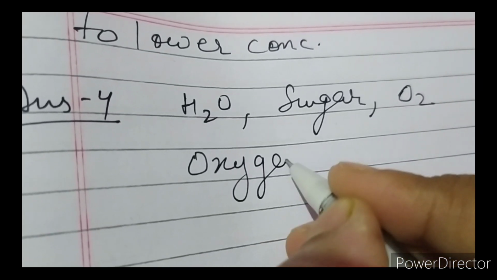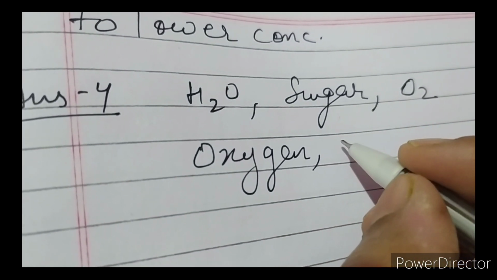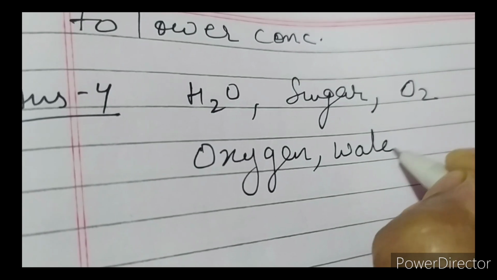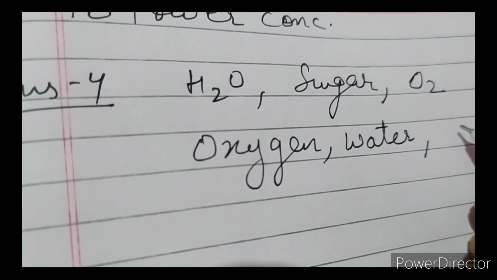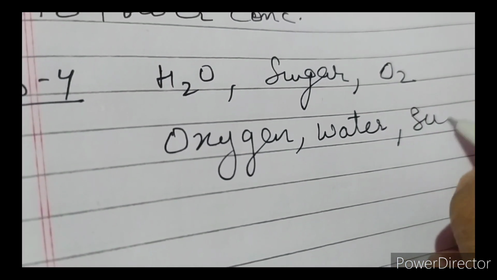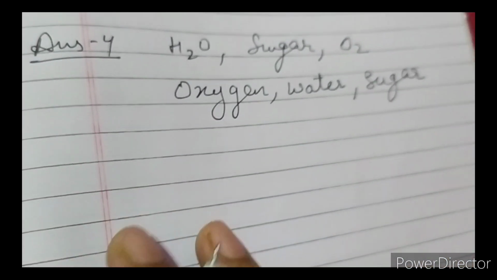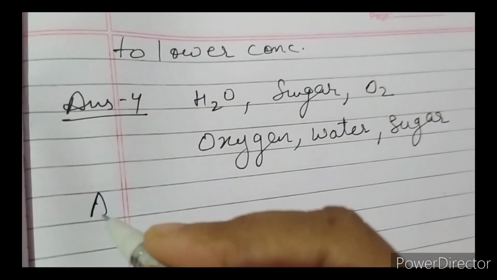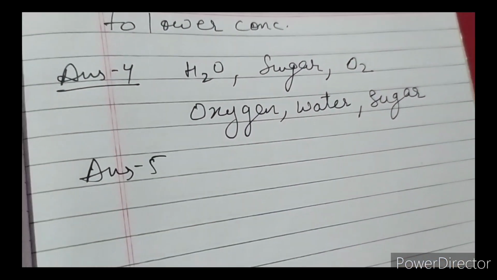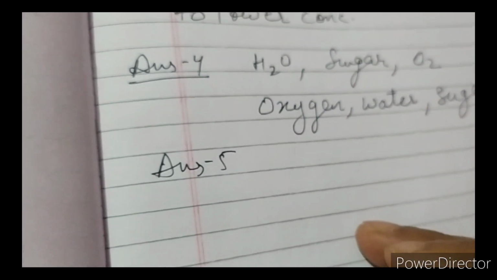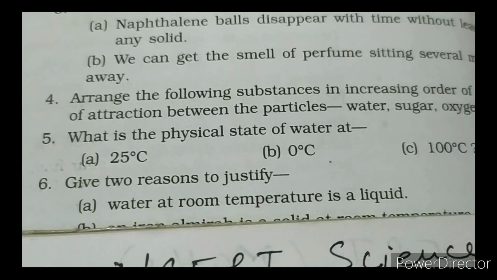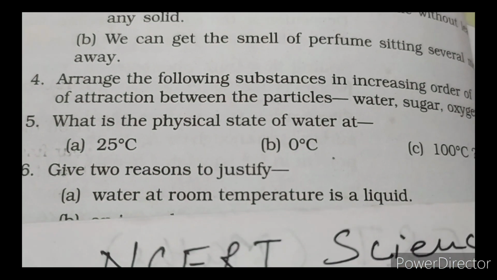We'll write oxygen. Next we'll write the liquid, that is water. And then the strongest force of attraction is in solids, that is sugar. That is in solid states. Oxygen, water and sugar is the correct sequence of the increasing order of force of attraction. Next is question number 5. What is the physical state of water at 25 degrees Celsius, 0 degrees Celsius and 100 degrees Celsius?